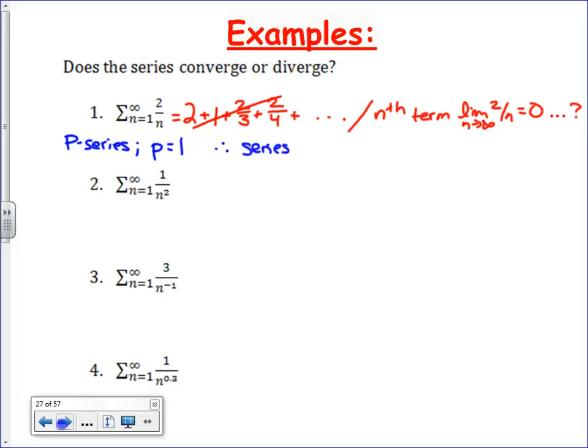Series diverges by p-series. Technically, since 1 is in between or equal to 1 and 0. That's it. Not too bad, right?